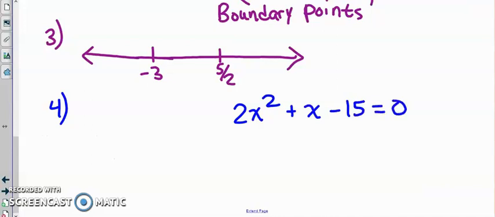Some places actually do tables here. You can if you want to. I'm not going to do a table. I'm just going to write it out. Here we're going to test each one of these areas: this area, this area, and this area. Or what I like to say is, let's put our intervals here: negative infinity to -3, from -3 to 5/2, and then from 5/2 to positive infinity.